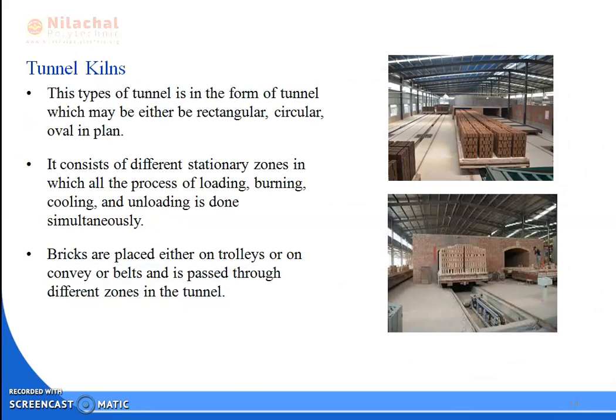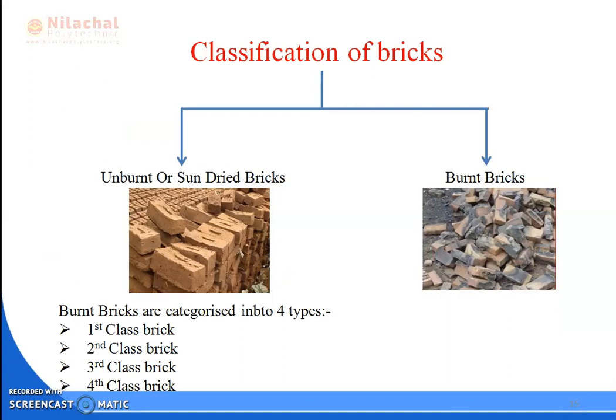Next is the tunnel kiln. This type of kiln is rectangular, circular or oval in plan. It consists of different stationary zones in which the processes of loading, burning, cooling and unloading are done simultaneously. The bricks are placed on trolleys or belts and passed through the different zones in the tunnel. Next, we will read about the classifications of bricks.